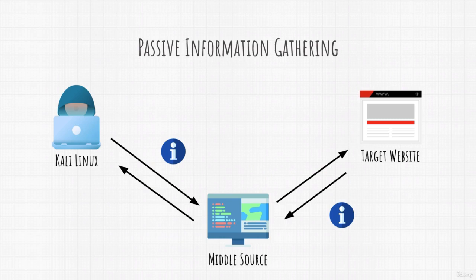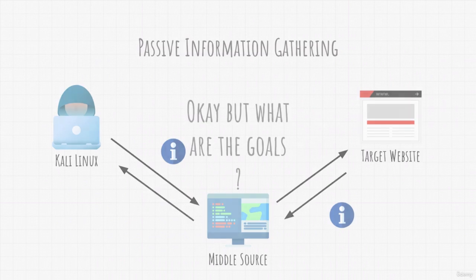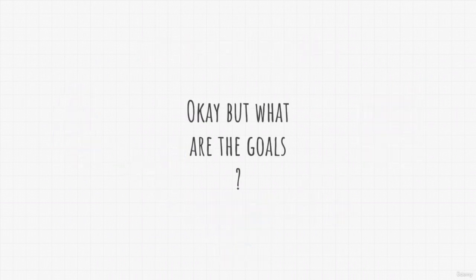For example, if we want to find out something about a certain target, and we Google that target to find some pages that contain information about it, this is considered passive information gathering. Okay, good, but what are the goals of this? What exactly are we searching for? Which information could be of value to us?